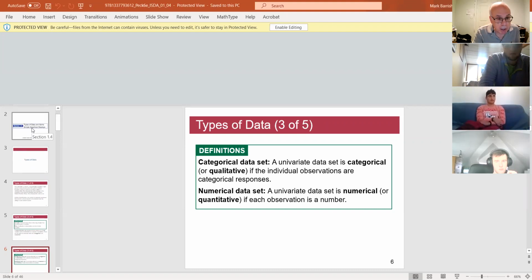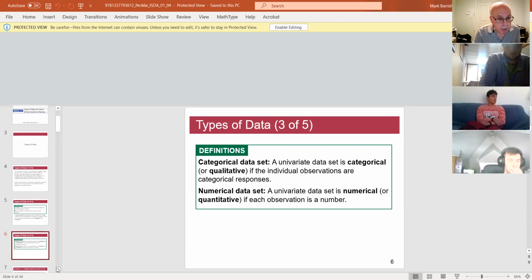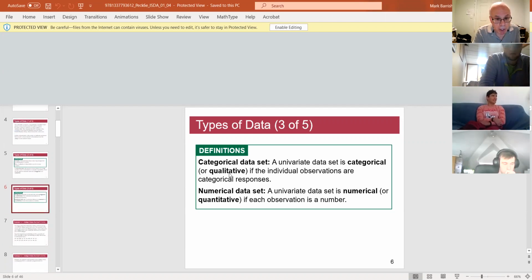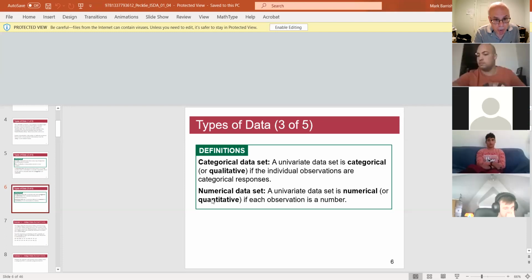Types of data. What you see on your screen now talks about two types of data sets. One of them is called categorical or qualitative data sets, where the observations are categories. They can be written in words. And then we have our numerical or quantitative data sets, where we do math with numbers.